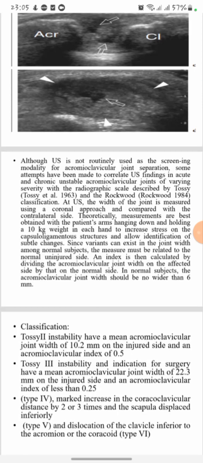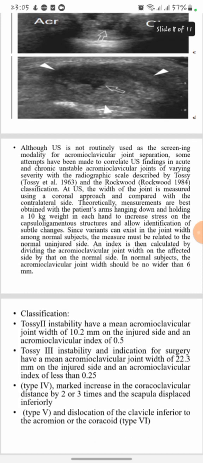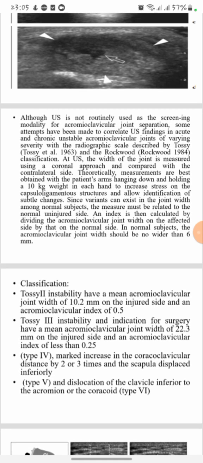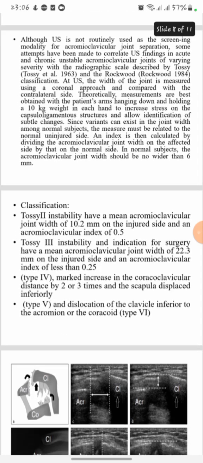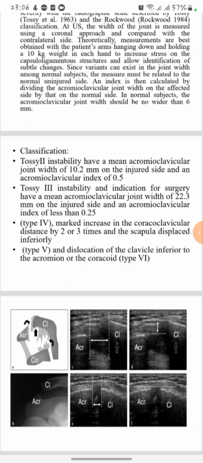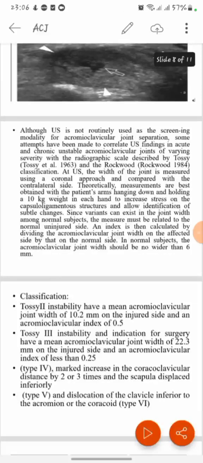Although ultrasound is not routinely used as a screening modality for acromioclavicular joint separation, some attempts have been made to correlate the ultrasound findings in acute and chronic unstable acromioclavicular joints of varying severity with the radiographic scale described by Rockwood. So there is a classification of the AC joint dislocation. For type 2, we have to measure the joint width and the acromioclavicular index. So how can we measure the width and the acromioclavicular index?